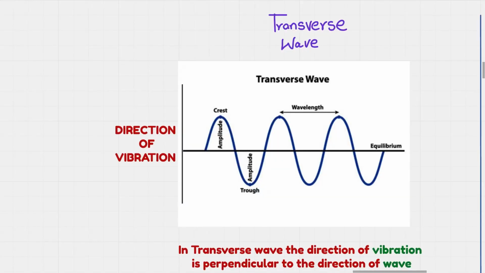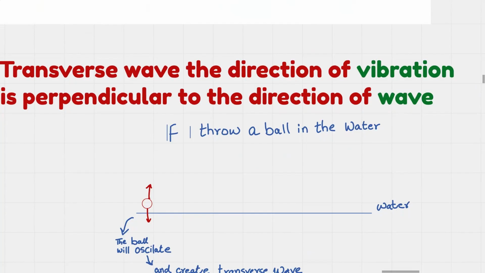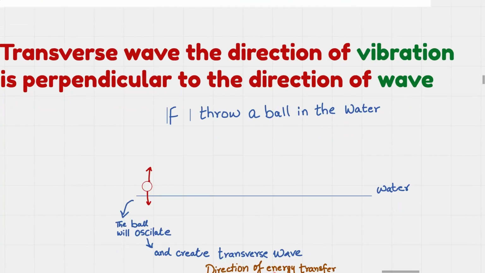So as you guys can see, transverse wave. And what really is a transverse wave? In a transverse wave, basically the direction of vibration is perpendicular to the direction of the wave. Now, for that, I have an example for you guys. What if I throw a ball in the water? As you can see, the ball is oscillating and it is creating a transverse wave.